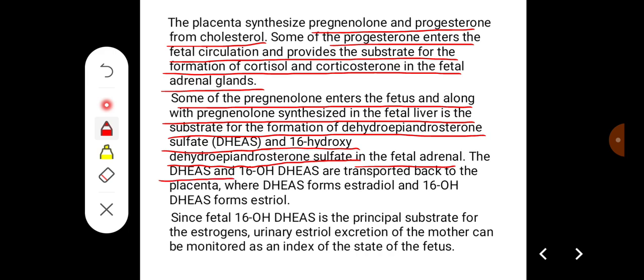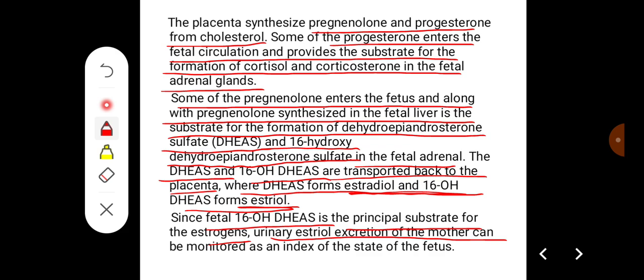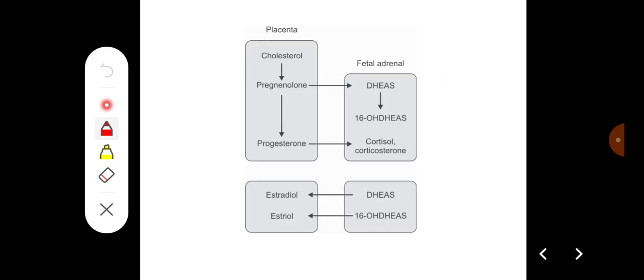The DHEAS and 16-hydroxy DHEAS are transported back to the placenta, where DHEAS forms estradiol and 16-hydroxy DHEAS forms estriol. Since fetal 16-hydroxy DHEAS is the principal substrate for the estrogens, urinary estriol excretion of the mother can be monitored as an index of the state of the fetus.